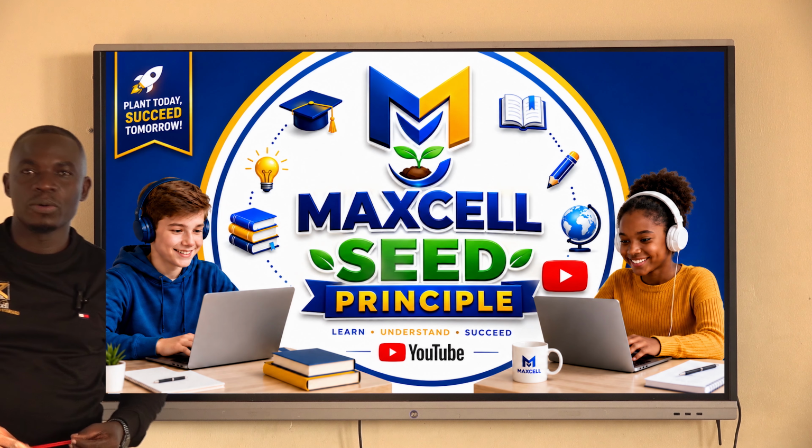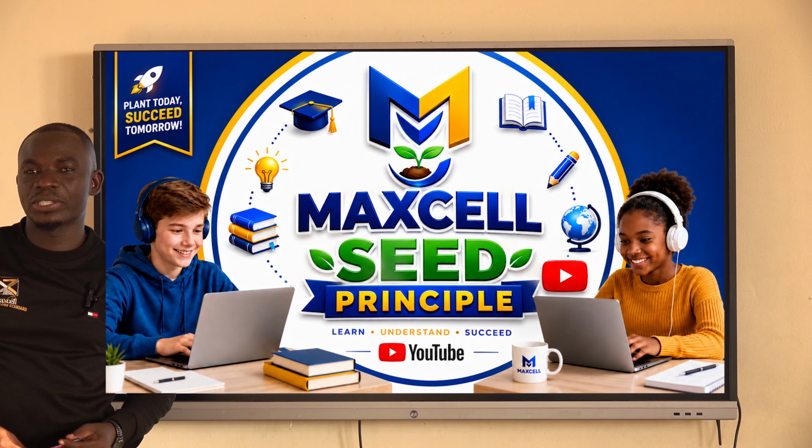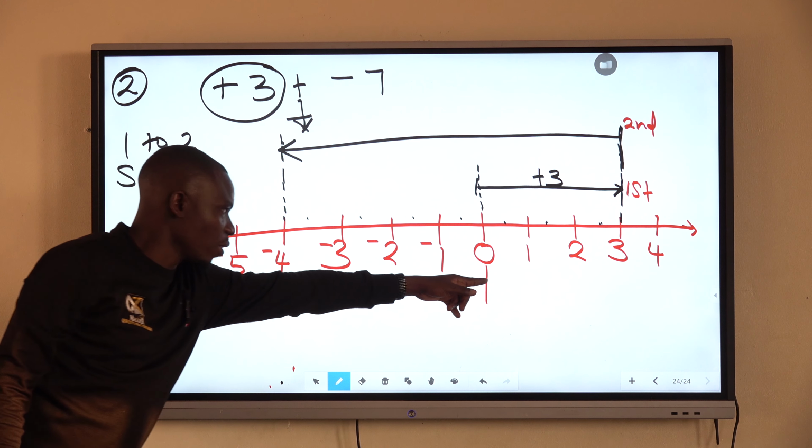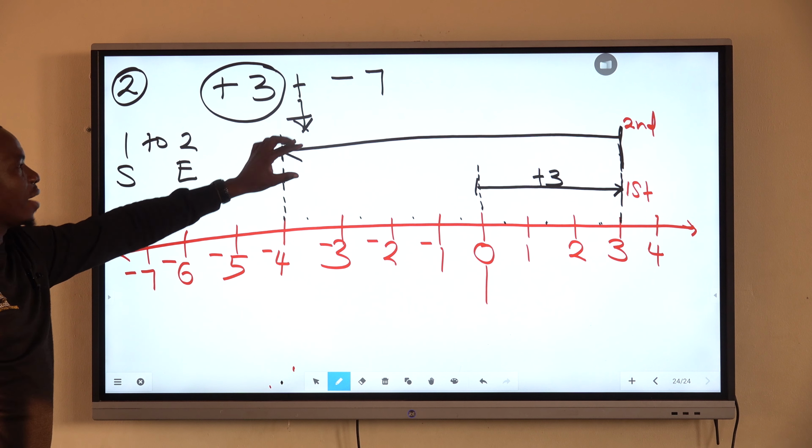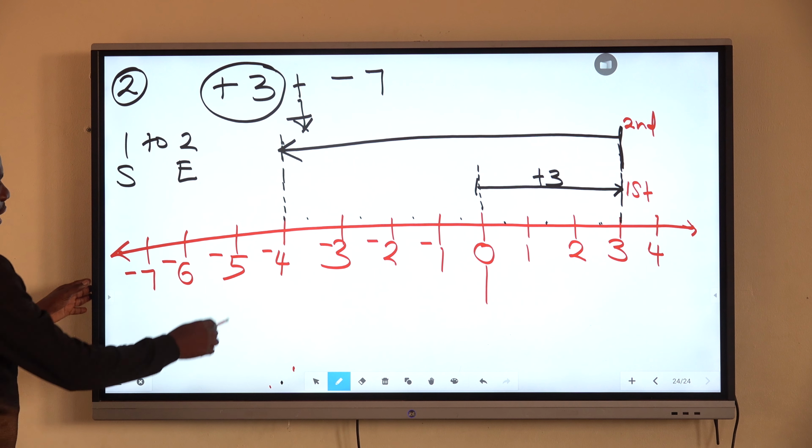Hello everyone, welcome to Maxwell seed principle. We start from 0 up to where the second arrow, the top arrow, has ended.